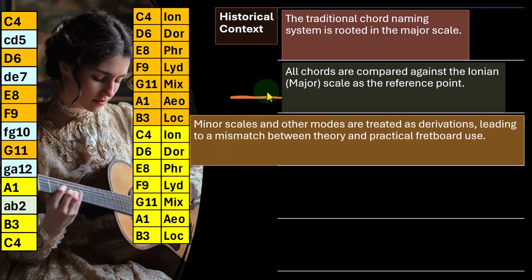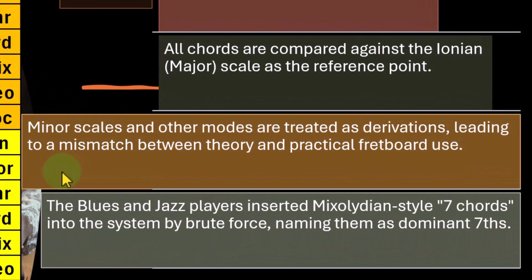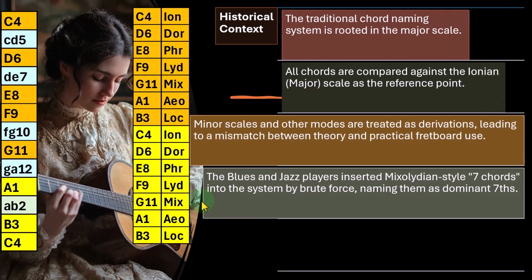So although we want to use the major scale as our Rosetta Stone, you don't want to think of it as different than all the other scales, like it's not intertwined. It's completely entwined with all the other scales. Minor scales and other modes are treated as derivations, leading to a mismatch between theory and practical fretboard use. So the blues and jazz players inserted Mixolydian style 7 chords into the system by brute force, naming them dominant 7s. People weren't really playing the Mixolydian mode during the classical time frame because they were mainly playing the major and then they tacked on the minor.